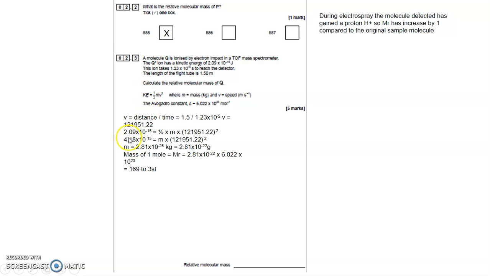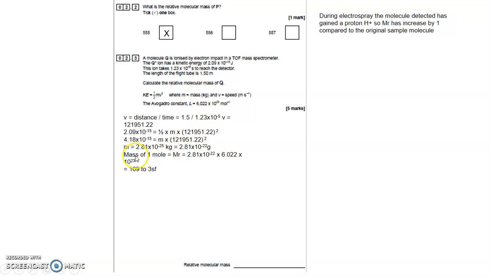Therefore, now I've got kinetic energy, which is 2.09 times 10 to the minus 15 equals half times m. I don't know m, that's what I'm trying to find out, multiplied by the velocity v squared. So that's 12195.12 squared. Solve those two, so mass is 4.18 times 10 to the minus 15 once I've multiplied both sides by 2 to get rid of the half, and then divide by 12195.12 squared. It comes out as 2.81 times 10 to the minus 25. It tells you here it's the mass in kilograms.